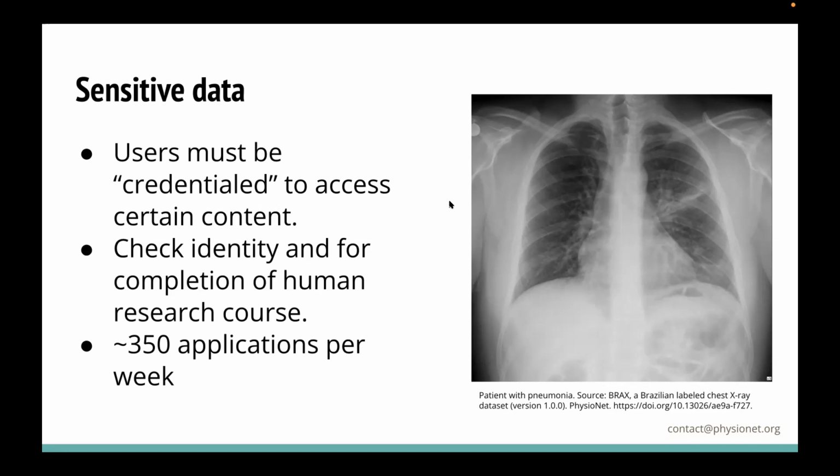So we require users who want to access these data sets to be credentialed. What credentialing means is that we're checking the identity of the users. We require the user to do a free online course in human research, and then submit a formal application to us. We now receive around 350 applications per week, which is getting pretty overwhelming for us. A big part of our effort has been trying to streamline the process. So that's the credentialing process, and this idea of sensitive data on PhysioNet.